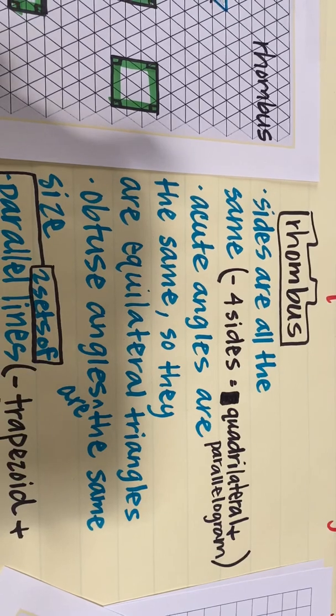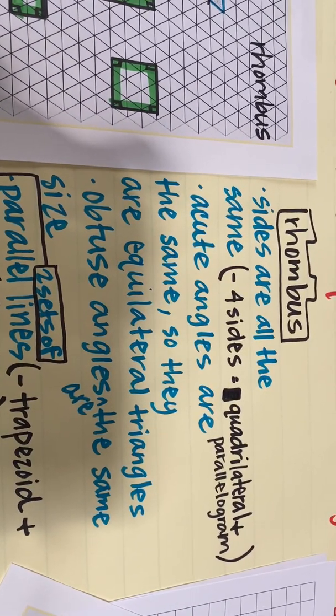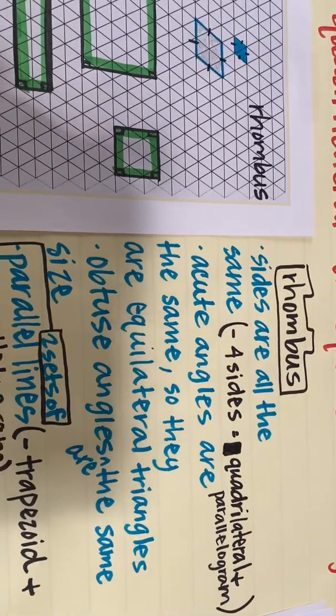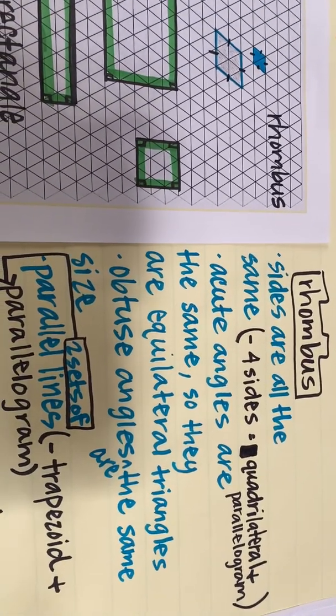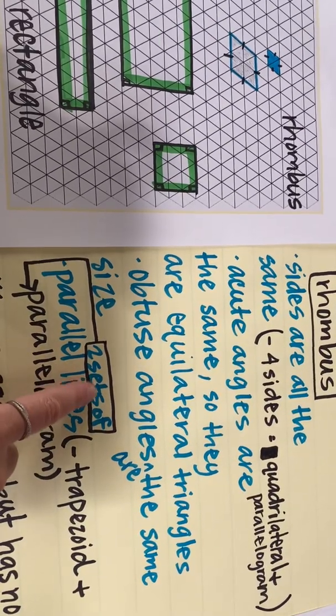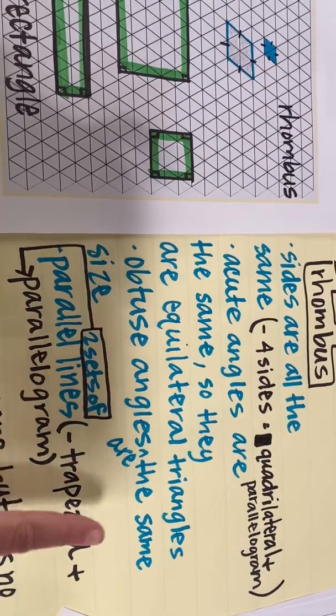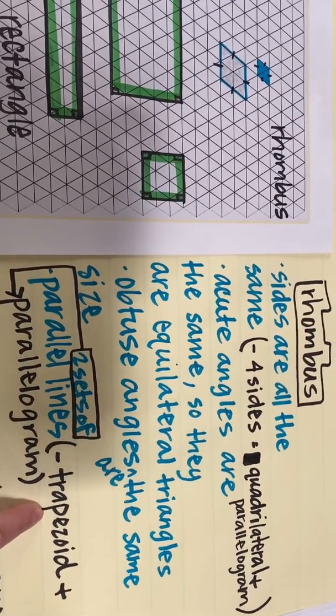It has acute angles that are the same, so they are equilateral triangles that are creating our shape. It has obtuse angles that are the same. The parallel lines, there's 2 sets making it a parallelogram, but because there's at least 1 set of parallel lines, it is also called a trapezoid.